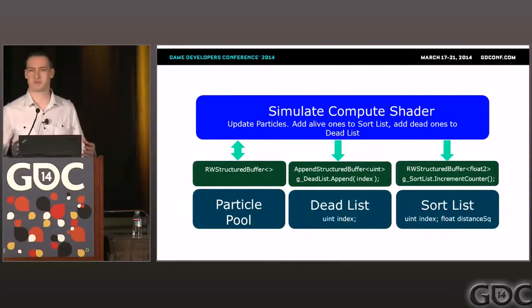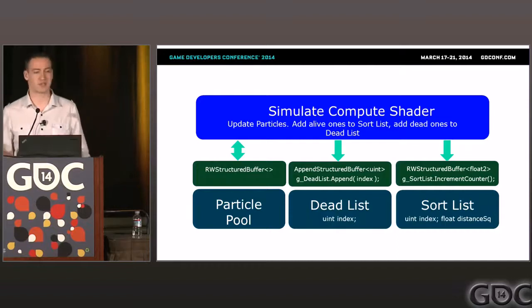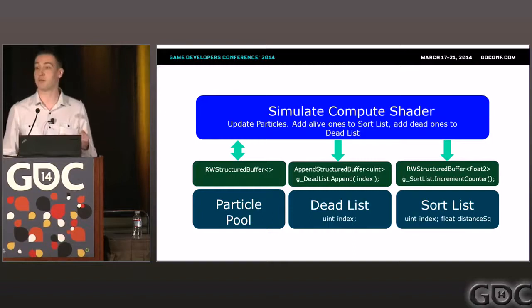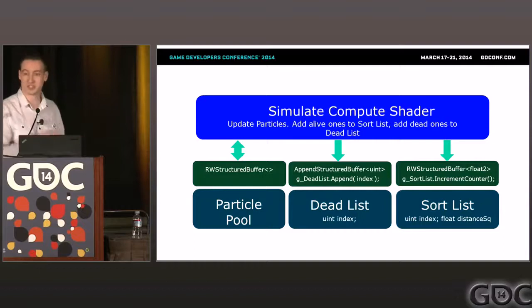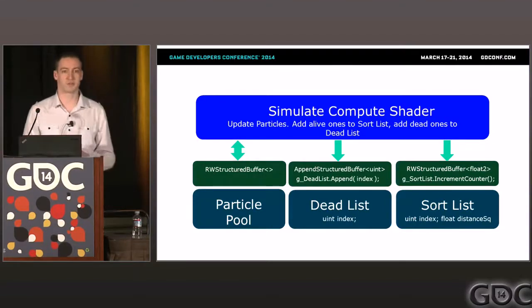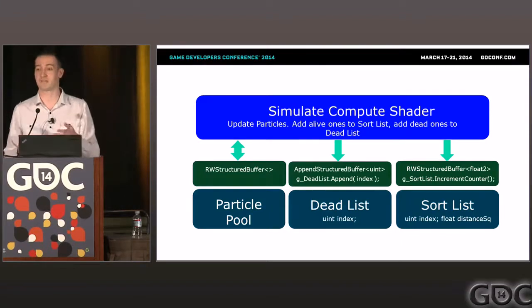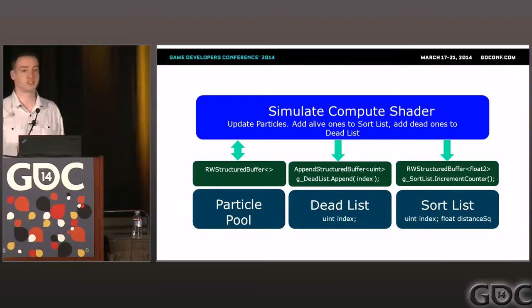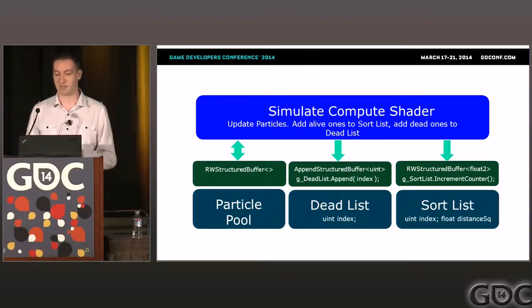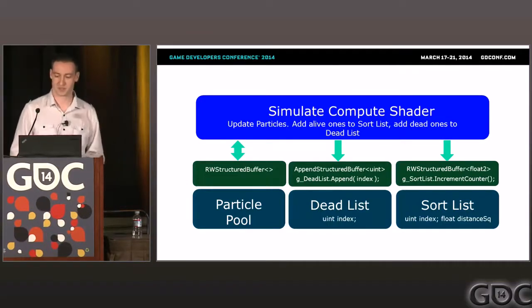Next, we've got the main body of the system, the simulation. Again, this is compute-based, and each thread is responsible for updating a particle. If the particle state is alive, then we want to increment its position, velocity, color, and so on. At the end of that simulation step, if it's still alive, we write it to the sort list. The number of items in the sort list is zeroed at the beginning of the frame, and then we're just using increment counter to add each alive particle into the sort list.